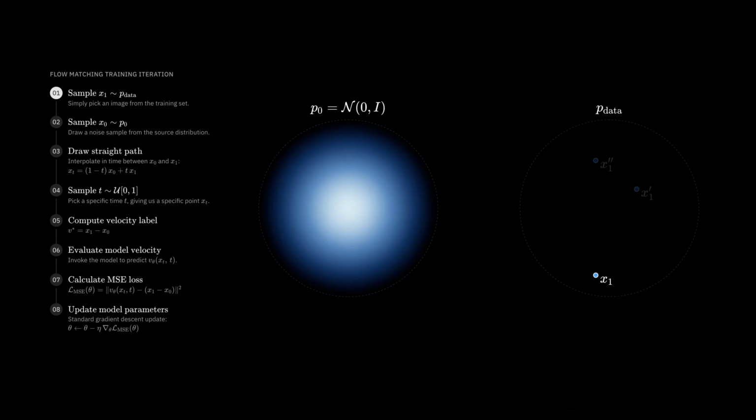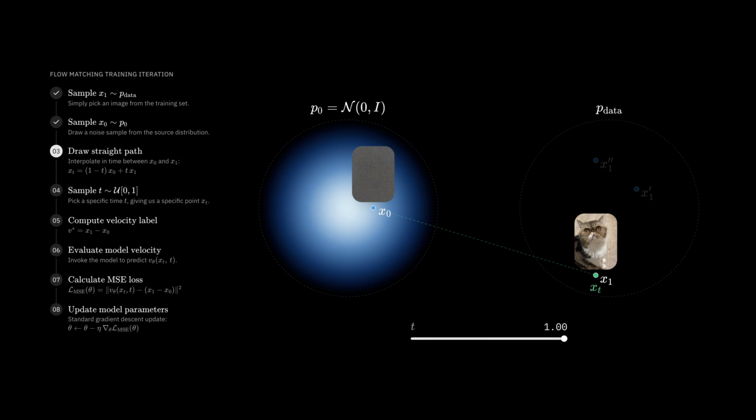So here's what a single training iteration in the flow matching algorithm looks like. Pick an image x1 from the training set. Pick a noise sample x0 from the source density. Consider a particle moving in a straight line between these two endpoints. Now pick an arbitrary point in time.